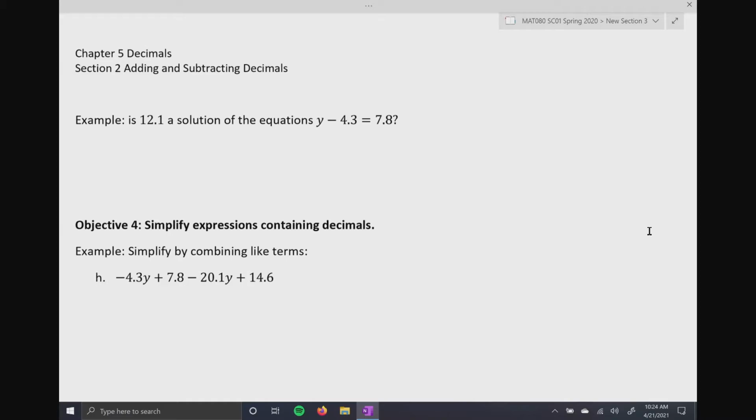All right. Did anybody get an answer yet? 4.0? I don't know how you got that. Can you explain what you did? I subtracted 7.8 minus 3.8. Okay, now I need to ask you a question. Why are you doing that?